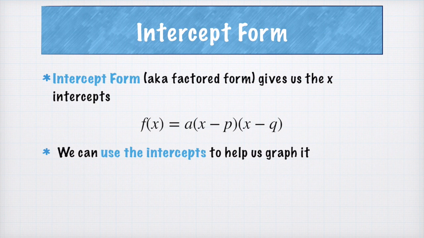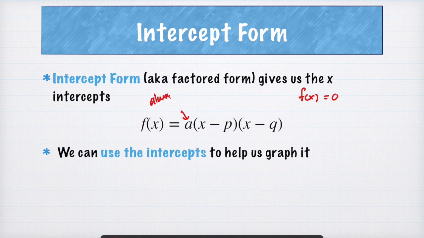Now, how do we know that these are intercepts? Well, when f of x is equal to 0, that's our intercept. A is always going to be non-zero, so we don't have to worry about that. The only two things that can be 0 are this chunk and this chunk. And remember, number times 0 is 0, so as soon as one of these things becomes 0, we have ourselves an intercept.